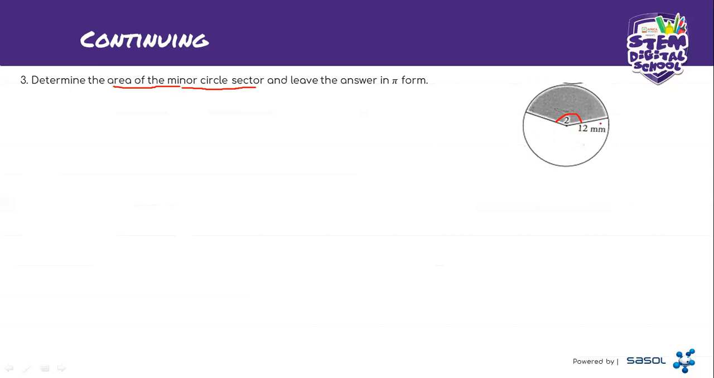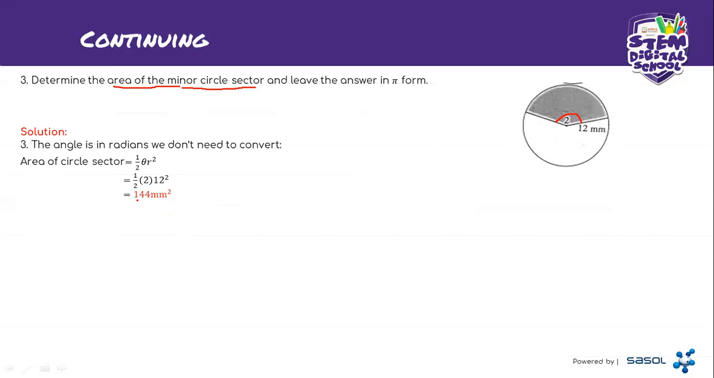So we don't have to convert on this one. And then we also have our radius, which is 12 millimeter. Then let's see how we calculate it. The angle is in radians, we don't need to convert it. Then you write the correct formula there, which is 1/2 theta r squared. Our theta is 2, and the radius is 12 squared, and you just press your calculator, then our answer is going to be what? 144 millimeter squared.